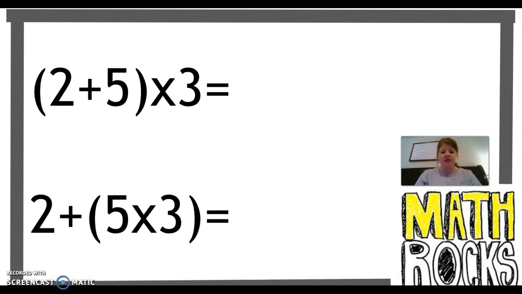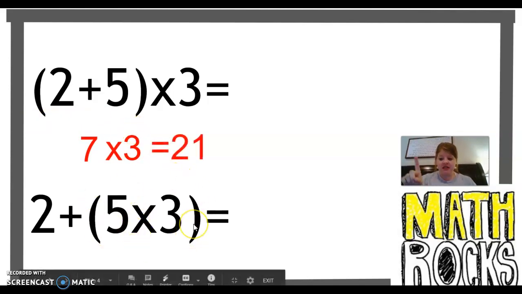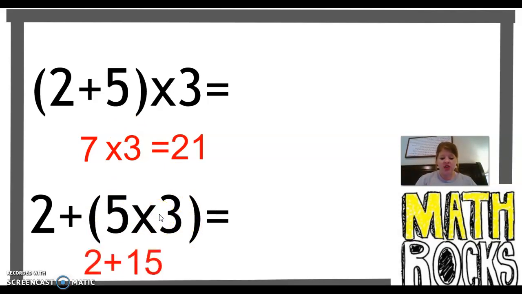2 plus 5 times 3 is what both of these problems say, correct? But we do the parentheses first. 2 plus 5 is 7, times 3 is 21. Parentheses first. 5 times 3 is 15. 2 plus 15 is 17. So it doesn't matter what the problem looks like. If it has parentheses, you do that first.